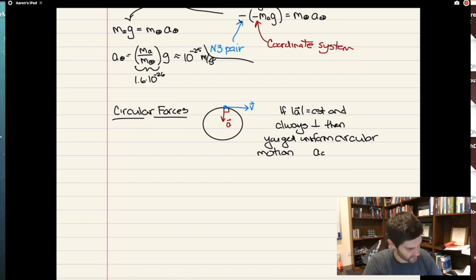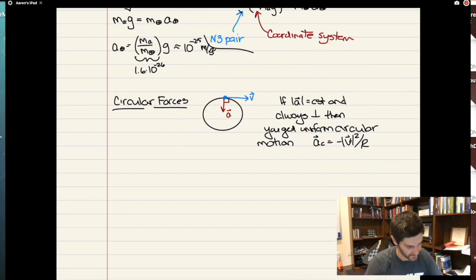With the acceleration due to circular motion given by, I might write this as v squared over r. I might throw a minus sign in there depending on my coordinate system. I'll take it out. Rather than write a minus sign, I'll just write that it points to the center of the circle. That is centripetal acceleration.